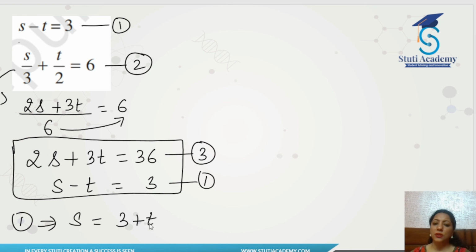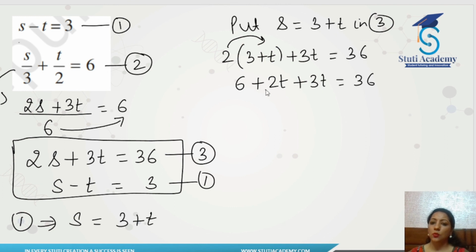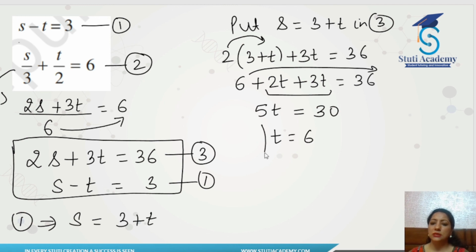Now this s is equal to 3 plus t. I will put this in the third equation. So I'll replace this s by 3 plus t. So put s is equal to 3 plus t in the third equation. We'll get 2 times 3 plus t plus 3t is equal to 36. 2 we'll take inside. We'll get 6 plus 2t plus 3t is equal to 36. We'll combine these two, we'll get 5t. 6 will go on the other side, will get subtracted. So we'll get 36 minus 6, that is 30. And then we will get t as 6.